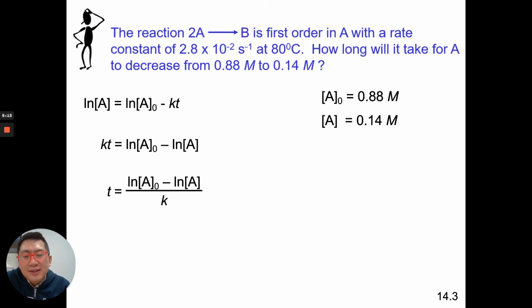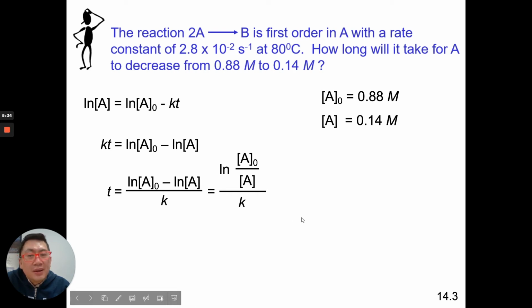Okay, next one. This is just a math rule. Log of X minus log Y is equal to log X over Y. If you don't remember that, don't worry about that right now, but it's just one of your log rules. Log X minus log Y, as long as they're the same base, will equal log X over Y. You don't have to do it this way, but I did.